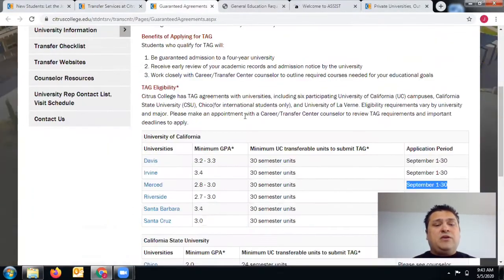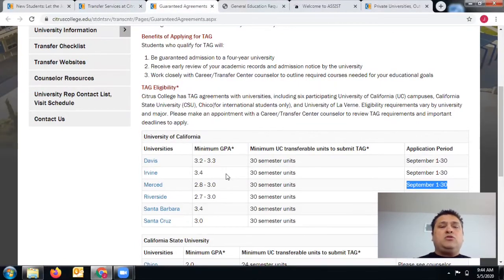And if you complete the transfer agreement with the minimum GPA, you are guaranteed a spot at the UC and one Cal State at the UC listed. So let's take Santa Barbara.